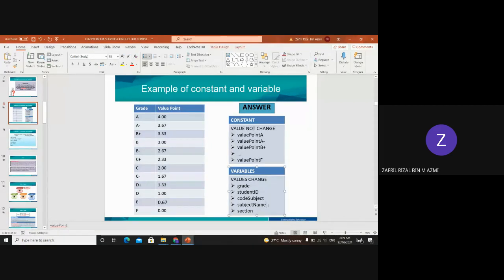Okay, so this is a variable. But let's see if I change this to subject name, BCI 1143. Now, is it suitable to be a variable or a constant? Constant. Now it becomes a constant, because it can hold only one value, which is problem solving. Hopefully you understand.